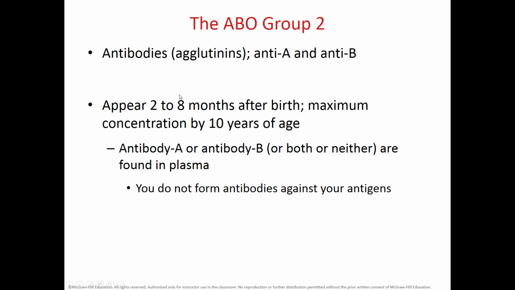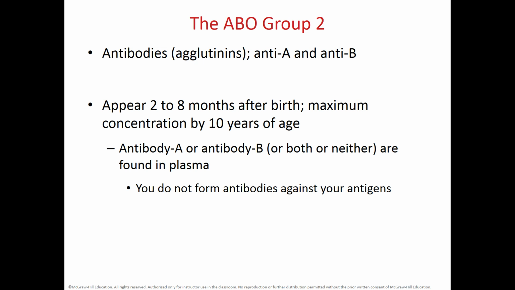Now, the agglutinins or the antibodies will appear 2 to 8 months after birth, and the maximum concentration will be reached by 10 years of age. So antibody A or antibody B, or both or neither, are found in plasma depending on what type of blood you have. And you don't form antibodies against your own antigens. Again, if you have A type of blood, you cannot have anti-A antibodies. You can have anti-B, but never anti-A, because you cannot attack your own blood.